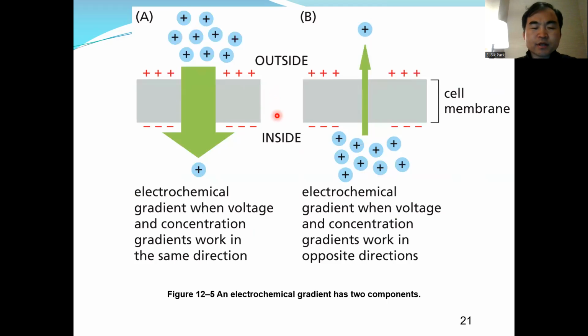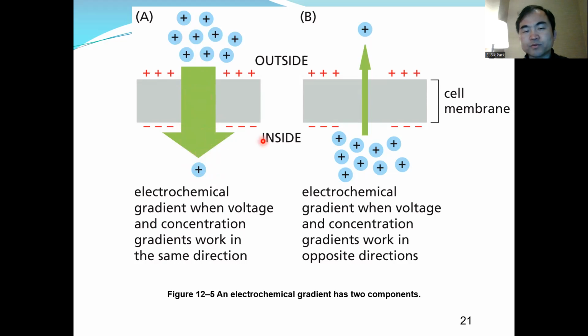So the electrochemical gradient has two components. One is when voltage and concentration gradient work in the same direction. Voltage: here is the positively charged side, and here the negatively charged side. In that case, positively charged ions can move through this way by the voltage gradient. Another one is concentration. It's higher concentration here, lower concentration there. So the concentration gradient is this way. In this case, it's the same direction, so it's like a strong force.